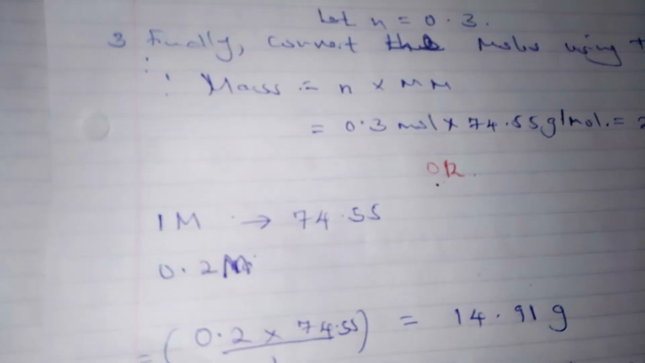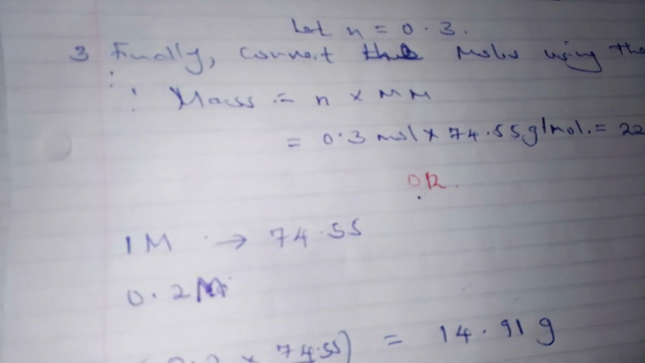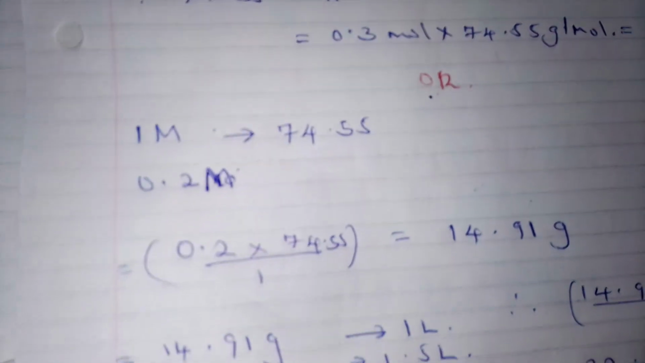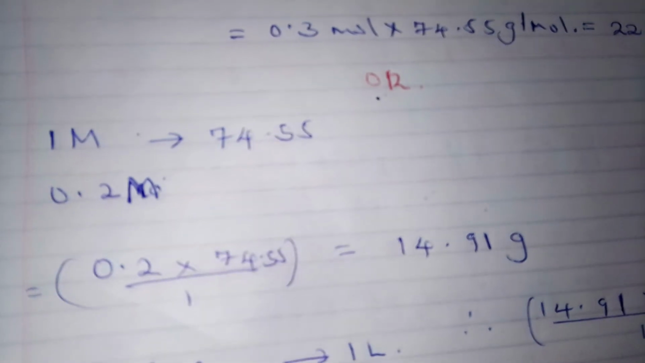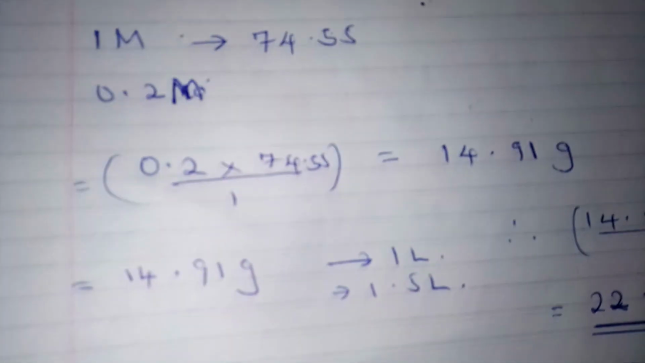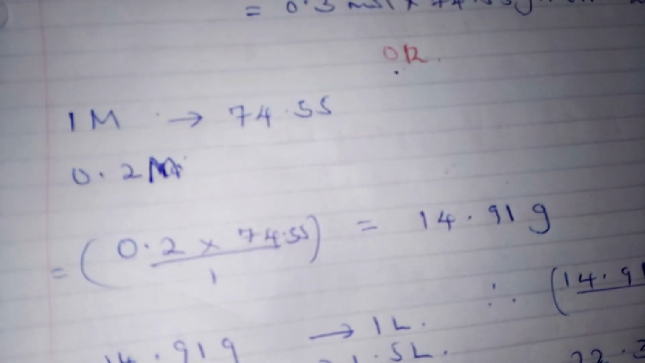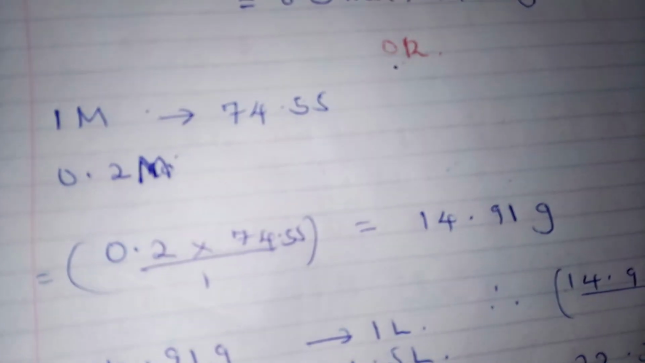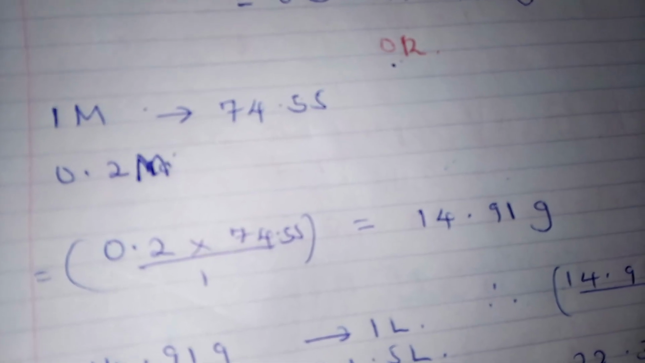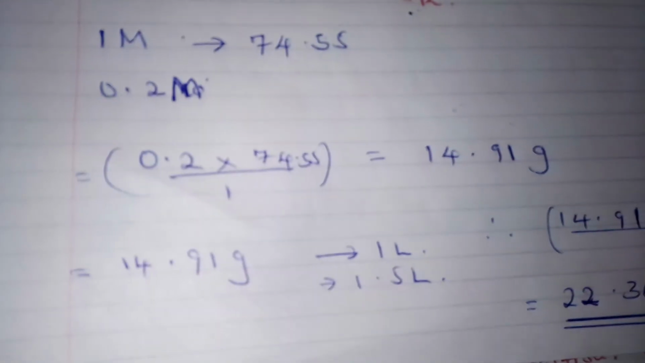You cross multiply 0.2 times 74.55 over 1, which gives us 14.91 grams. I beg your pardon.